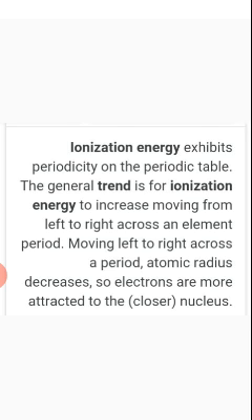The general trend is for ionization energy to increase moving from left to right across a period. Moving left to right across a period, atomic radius decreases. Left to right, atomic radius decreases because the electrons are added.